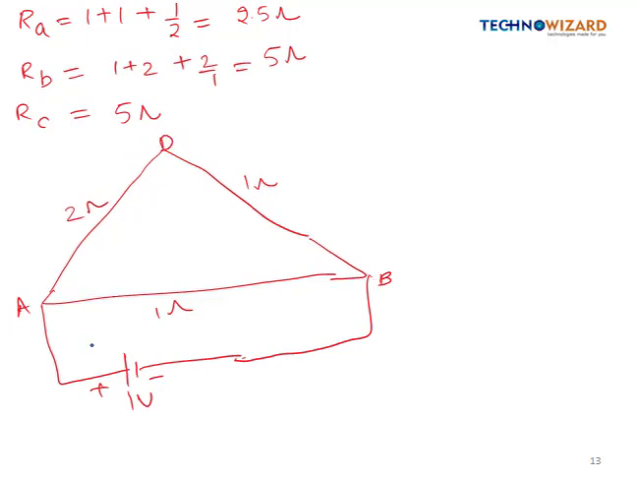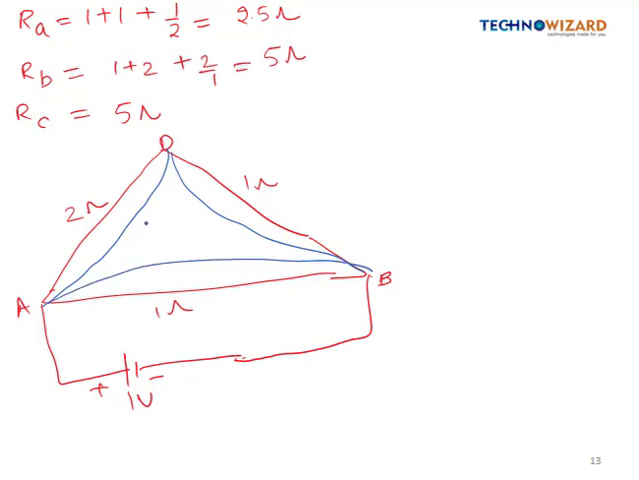Now I have converted this star into delta, which will become like this. So this is RA, this is RB, and this is RC, right? So I have calculated its value. It was 2.5, it was 5, and it was 5. Now these two are in parallel, right? So we will simplify them.